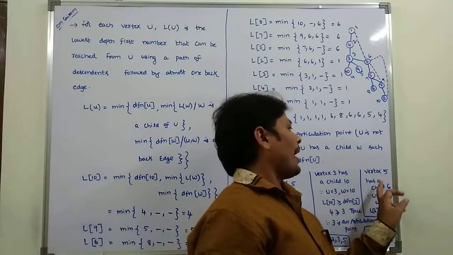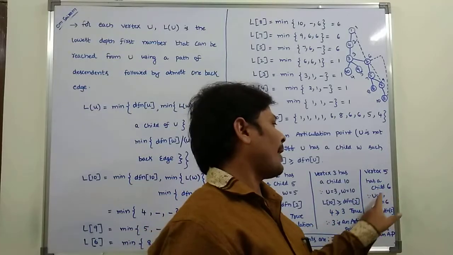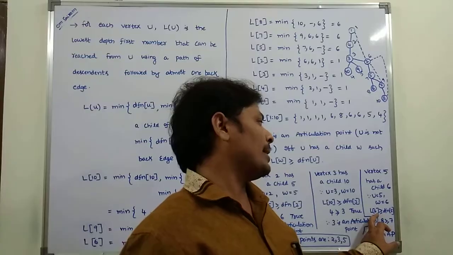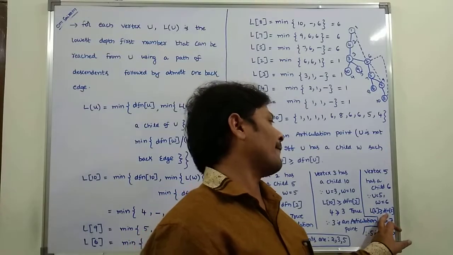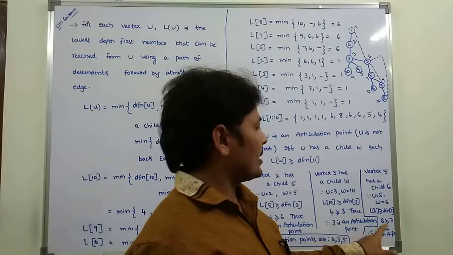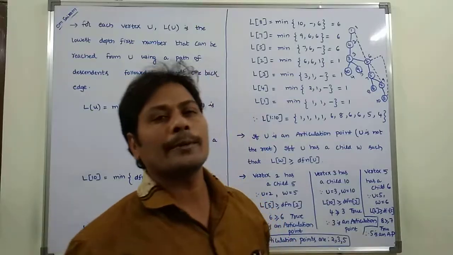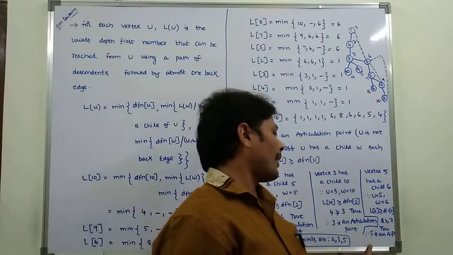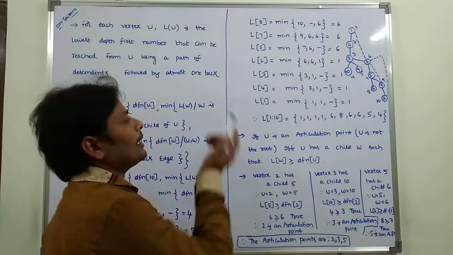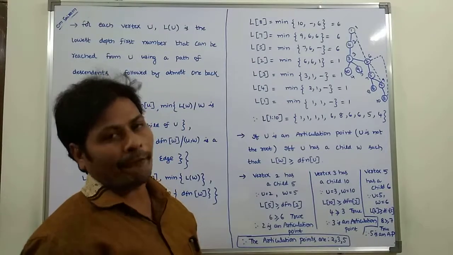Next, vertex 5 has a child 6. Okay, here U is equal to 5, W is equal to 6. L of W, that is L of 6, greater than or equal to DFN of U, DFN of 5. L of 6 value is 8, DFN of 5 value is 7. 8 greater than or equal to 7, that is true. Now 5 is an articulation point. So for the given graph, the articulation points are 2, 3, 5.